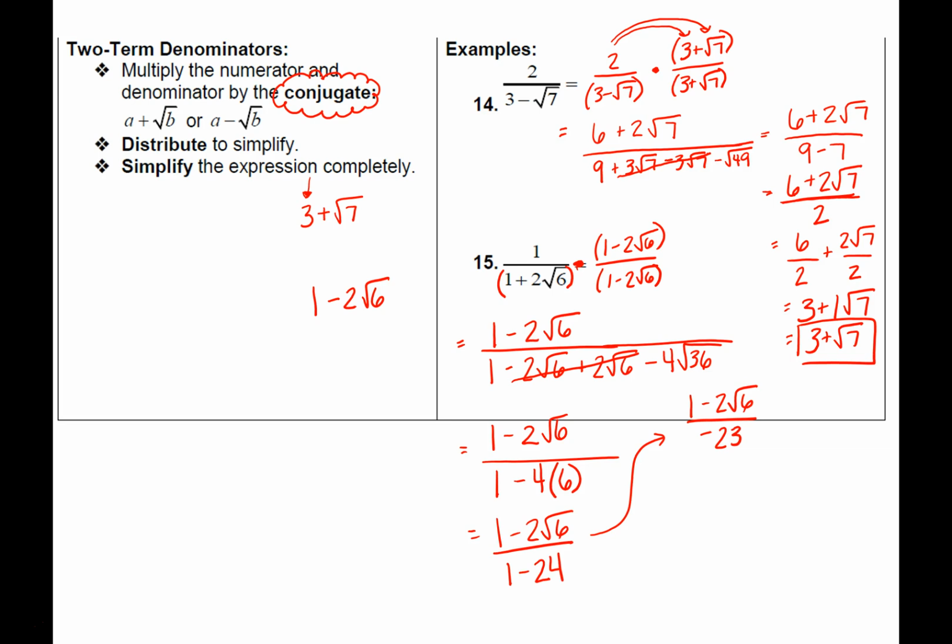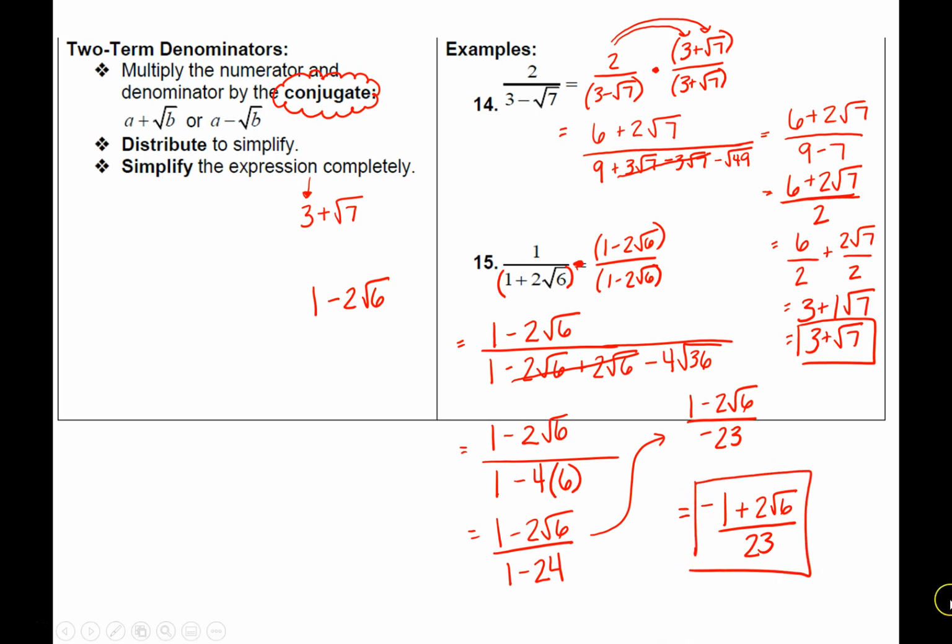Technically speaking, I want to get my negative out of the denominator. So if I was going to write this perfectly, I would write negative 1 plus 2 square roots of 6 over positive 23. Changing the signs on all of the terms to get the negative up in the numerator.